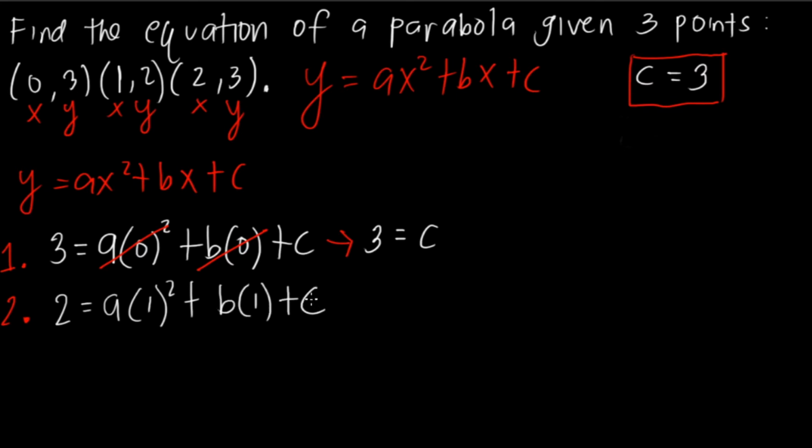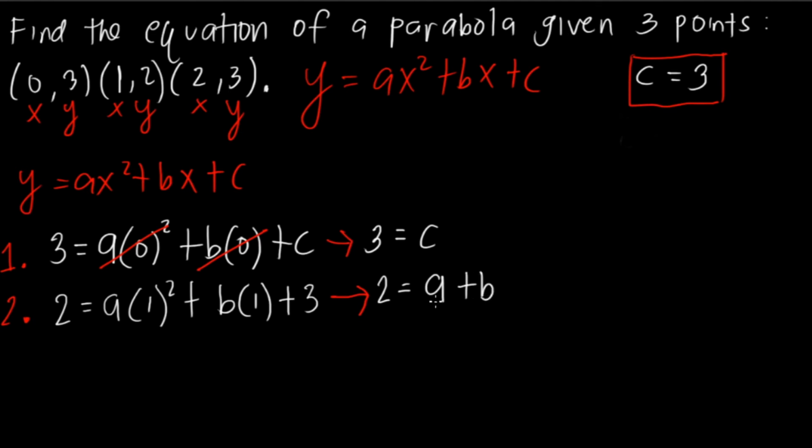Kaso wait, tingnan nyo to, c is equal to 3. Okay, nahanap na kasi agad natin. So, maganda, itong plus c, gawin na natin plus 3. Alam na natin eh. Okay, so, what's next is simplify natin to. Okay, so 2 equals a times 1 squared. 1 squared is 1. So, a times 1 is a na lang. Next, b times 1, edi b na lang.